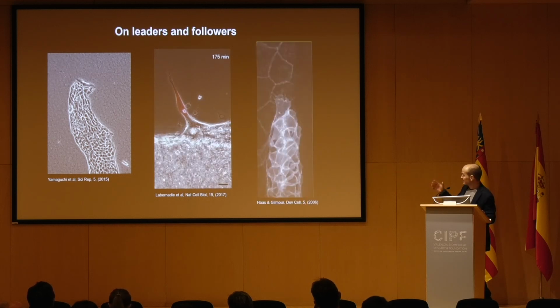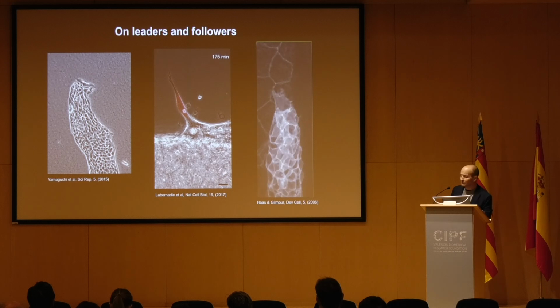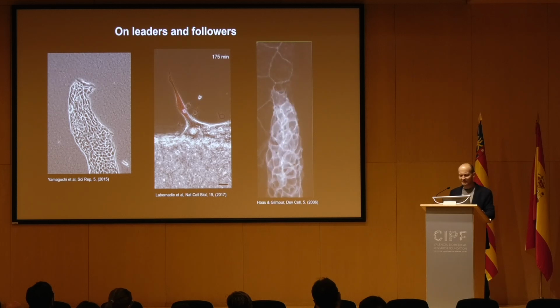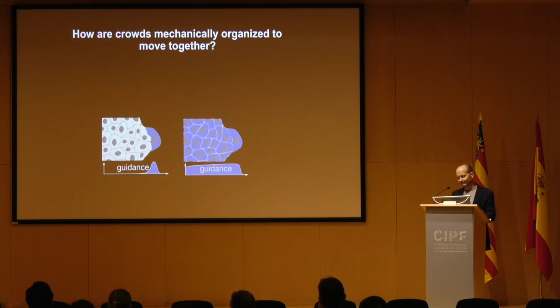In development, this is the development of the lateral line primordium in zebrafish. And this system is also migrating in one dimension. You see this cell that is at the tip seems to be more protrusive, extending more protrusions that seem to be leading the migration of the remaining cells. So this is a type of configuration that is actually quite prevalent in biology, and this has led many scientists to think for generations about how crowds are mechanically organized to move together.